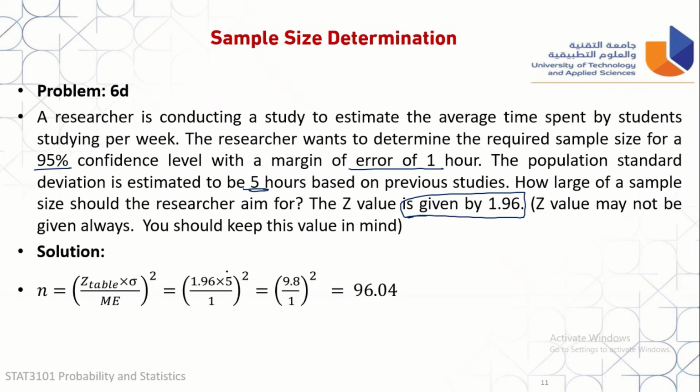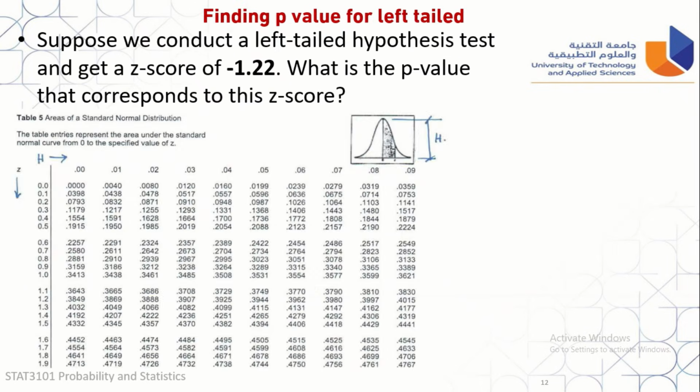Substitute these values. Which value? The standard deviation is 5, the margin of error is 1, and what is the question now? It is z value 1.96. How we are getting 1.96 is the question now. So it is 95%, so it is 0.95. 0.95 divided by 2, 47.5. That is 0.4750. Check for this value.